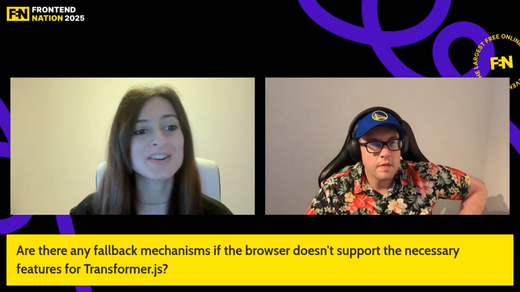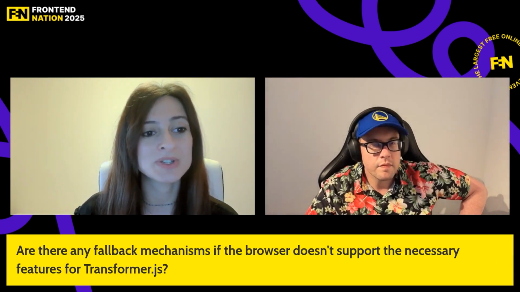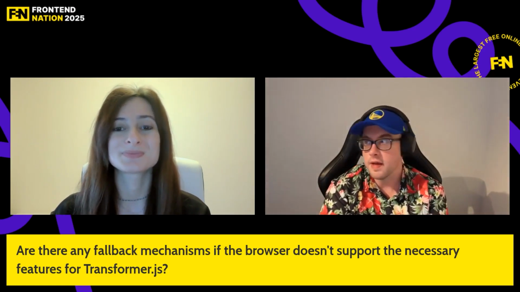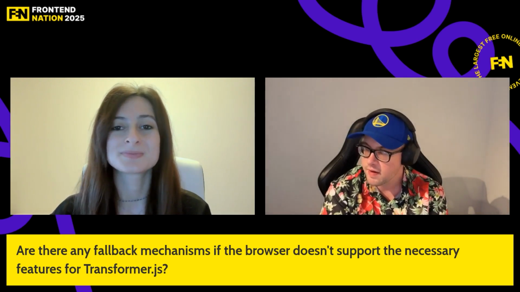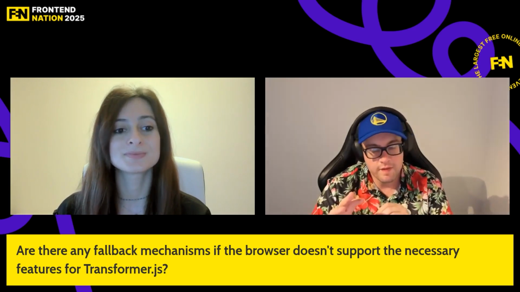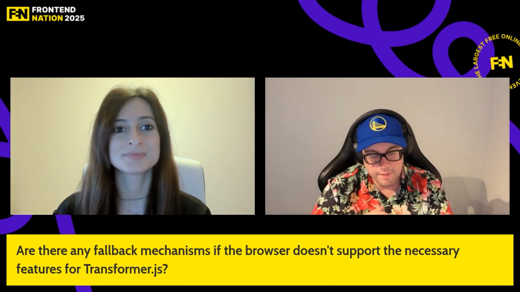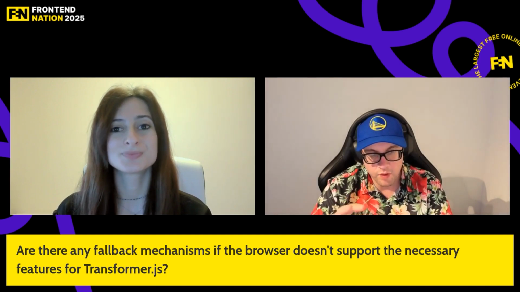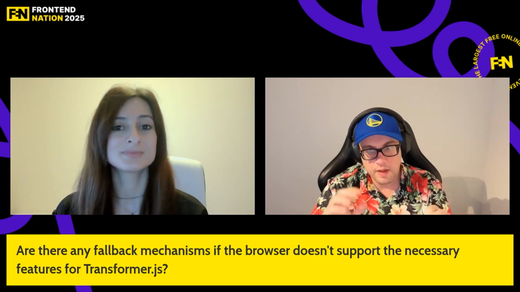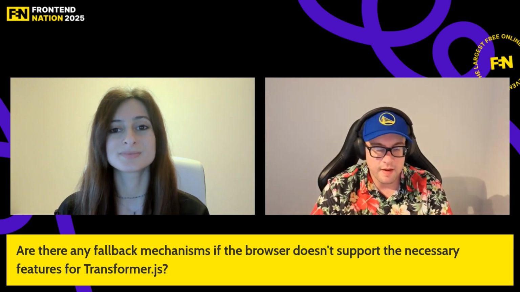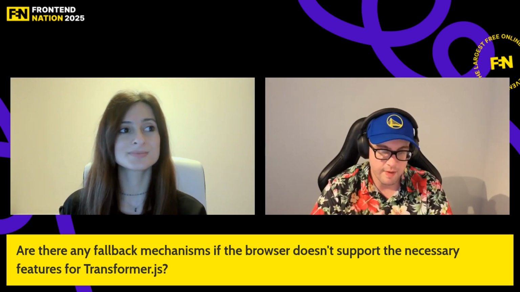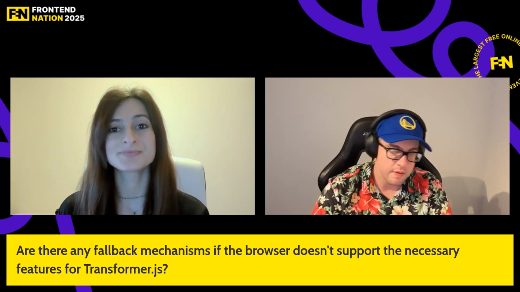Next question, are there any fallback mechanisms if the browser doesn't support the necessary features for Transformers.js? If you still need semantic search, then the only option is, when you use Nuxt, you could also have an API, and then your backend will run the model from Transformers.js. It can run on Node, and it can also run in Chrome. It would not work in an offline-first way. You would need to make a real API call. This would be the fallback.